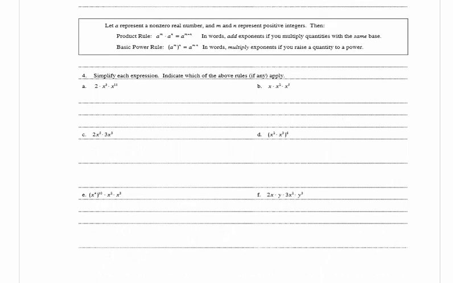And they state those 2 rules we just talked about in the box. And let's take a look at some examples. In 4, it says simplify each expression. Indicate which rule above applies. In A, we have 2 times x cubed times x to the 11th. And here we're multiplying quantities with the same base, x cubed times x to the 11th. So we're going to add their exponents. So we're going to have 2 times x to the 3 plus 11, and this is equal to 2x to the 14. And here in A, we use the product rule.